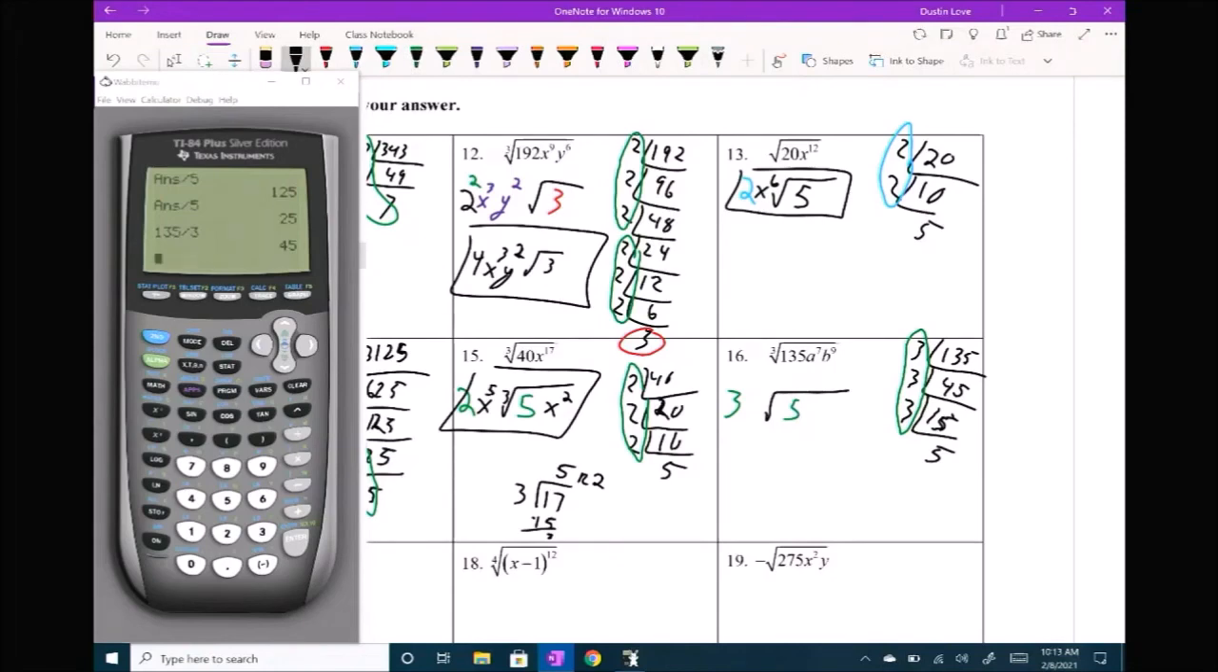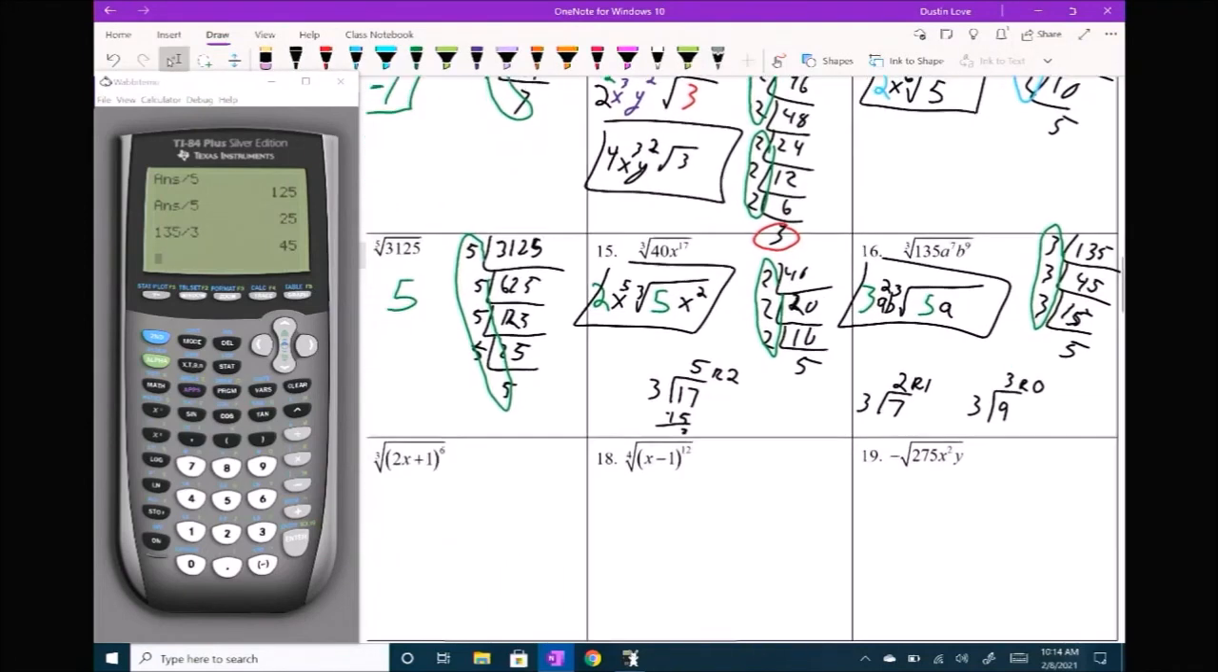Now, whenever I divide my exponents by the index, 7 divided by 3 is 2 remainder 1. And then 9 divided by 3 is 3 remainder 0. So for the a's, I've got an a with a 2 on the outside and 1a on the inside. For the b's, I've got a 3 on the outside and nothing on the inside. So 3a squared b cubed times the cube root of 5a.